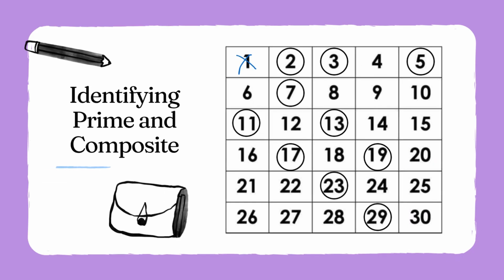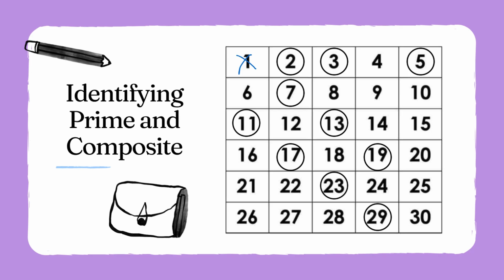Let's look at a number chart from 1 to 30. Cross out 1, it's neither prime nor composite. Now circle the primes: 2, 3, 5, 7, 11, 13, 17, 19, 23, 29. Every other number is composite.